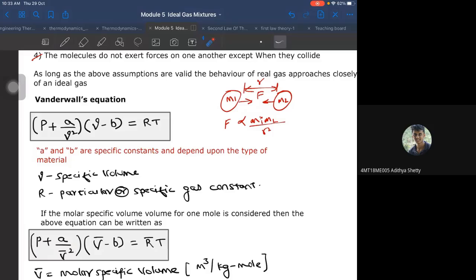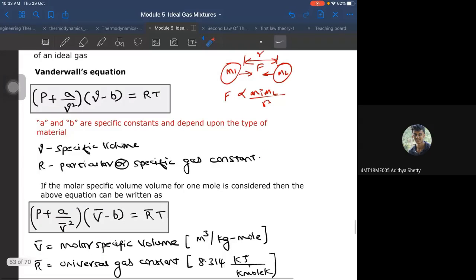Okay, the same equations can be represented in terms of the molar specific volume. The only difference you observe is when you replace the specific volume with the molar specific volume, what happens? Your gas constant will change into universal gas constant. That means the specific gas constant gets changed into the universal gas constant. So there are two forms of expressions here.